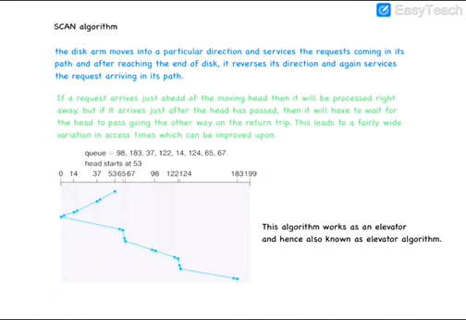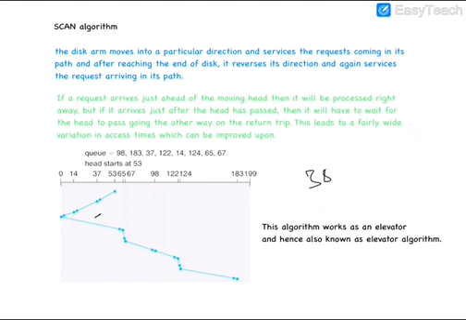Okay, the problem with this is, for example, I have serviced 53, I have serviced 37, and supposing that I get a request for 38. Now we are just at 37, but our disk arm is moving in this direction, so we cannot move back. The request for 38 will be processed only when we are coming back in this direction. That is the problem with this algorithm. It will have to wait for the head to pass going in the other way in the return trip. So this leads to a fairly wide variation in access times, which can be improved upon.